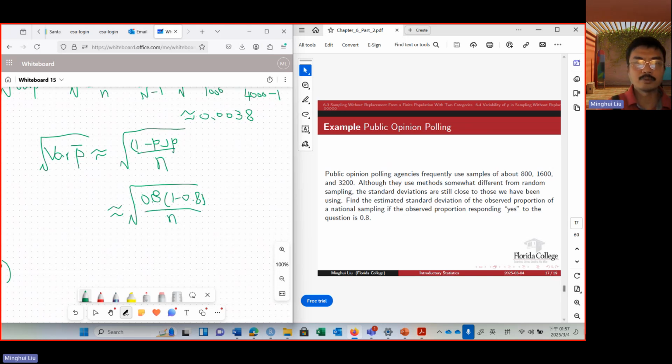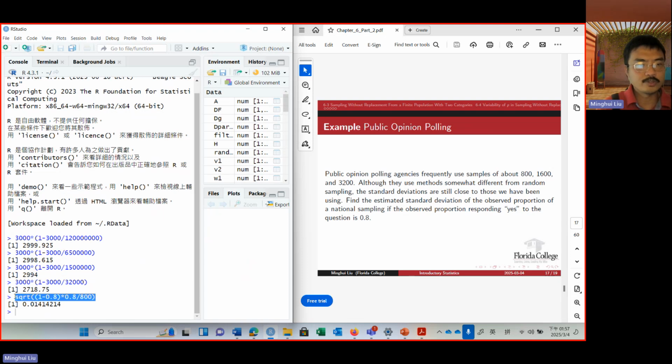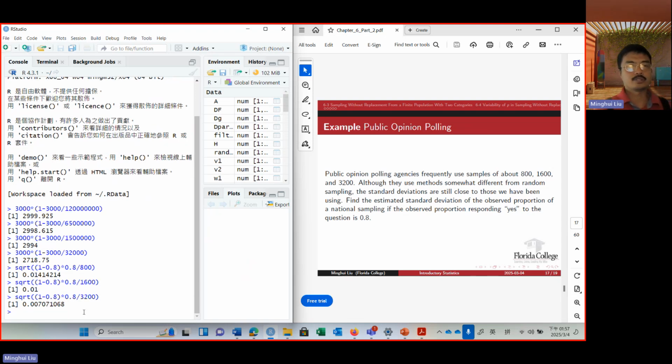Depending on the sample size, we can have different standard deviations. For example, let's do the square root of, let's say, (1 minus 0.8) times 0.8, divided by a sample size of 800. If we do that, we're going to get a standard deviation of about 0.014. But if you double the sample size to 1600, the standard deviation drops to 0.01. If you double it again, the standard deviation drops to 0.007.